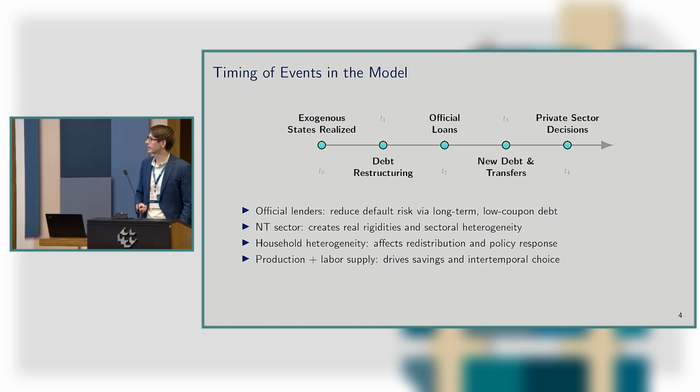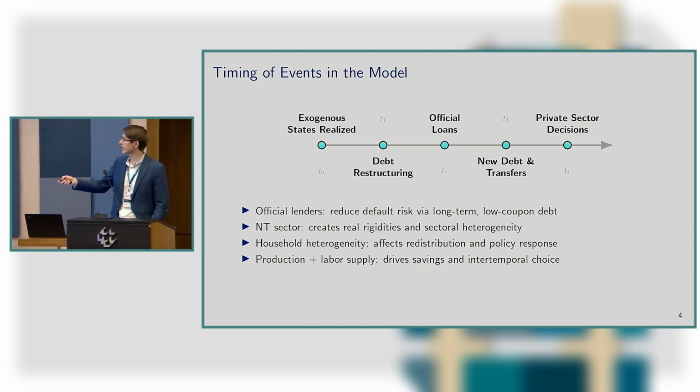The model that the authors built has several rich components. There are essentially 4 different sets, at least, that are new to their model setup. You have these official lenders that reduce default risks using long-term credit with lower coupon debt. You have sector heterogeneity, so you have non-tradable and tradable sectors that allows you to have real rigidities, and it allows you to distinguish between different factors that are differently affected during the crisis. There's household heterogeneity, so you have optimizing households, and you have the ones that are poorer, and they live hand to mouth, basically from day to day.